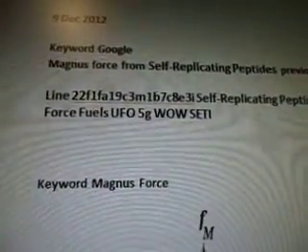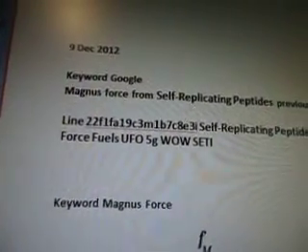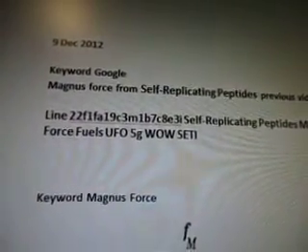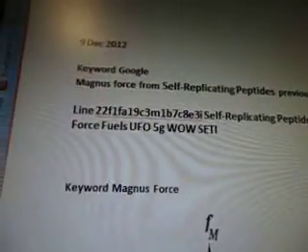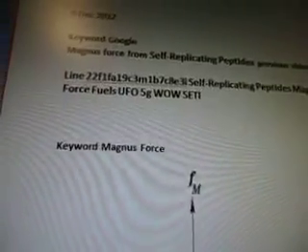From the previous video, we were talking about how to regenerate fuel. So line 22f1fa19c3m1b7c8e3j self-replicating peptides Magnus force fuels UFO 5G Wow Seti. I think there's 4 videos now for the self-replicating thing.